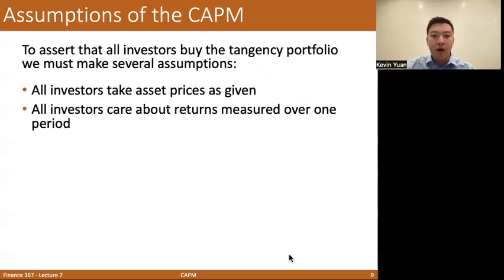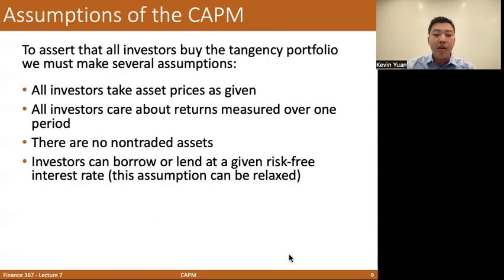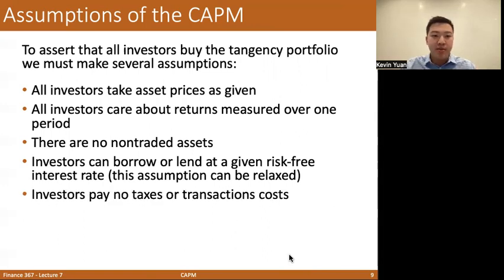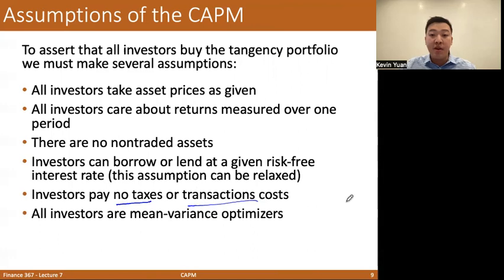All investors care about are returns over one period, right? There are extensions of the capital asset pricing model that talk about longer periods, but that's outside the scope of this course, and we're only talking about a one period return. There are also no non-traded assets. Investors can borrow or lend at the given risk-free rate, right? So if investors want to over leverage, if they want to borrow more, the rate that they borrow at is the risk-free rate, or in our example, treasury bills. And investors pay no taxes or transaction costs. This is clearly false. And all investors are mean variance optimizers, right?